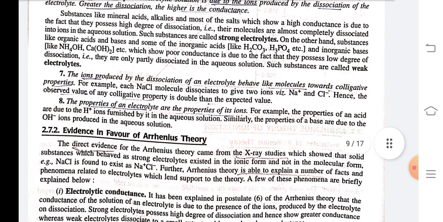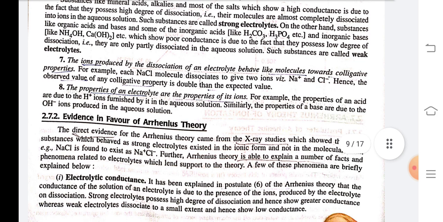Such substances are called strong electrolytes. On the other hand, substances like organic acids and bases, some of the inorganic acids like H2CO3, H3PO4, etc., and inorganic bases like NH4OH, Ca(OH)2, etc., which show poor conductance, do so because they possess a low degree of dissociation, that is, they are only partially dissociated in the aqueous solution. Such substances are called weak electrolytes.